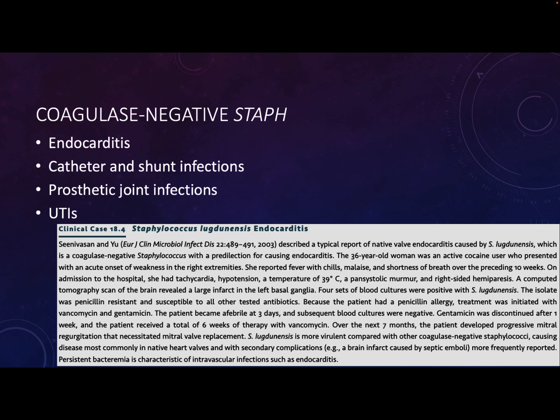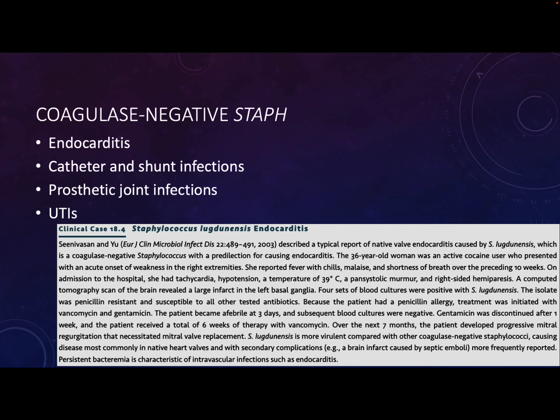So here they talk about a coagulase-negative species of staph that causes endocarditis. The woman was an active cocaine user who presented with weakness in the right extremities, chills, tiredness, and shortness of breath over the preceding 10 weeks. On admission to the hospital, her heart rate was off, her blood pressure was low. She had a low-grade fever and a heart murmur. Her CT scan of her brain showed an issue on the left side, like a clot type issue.